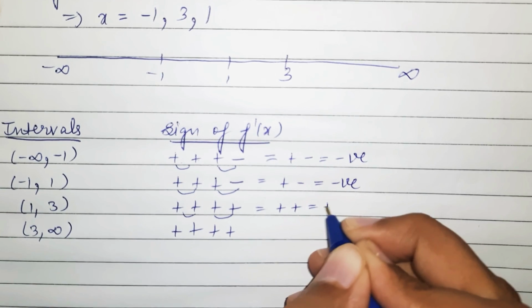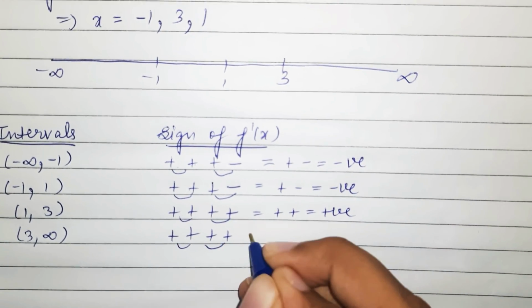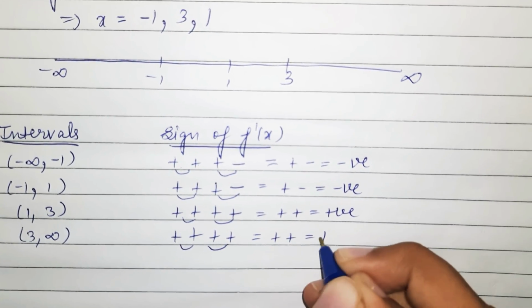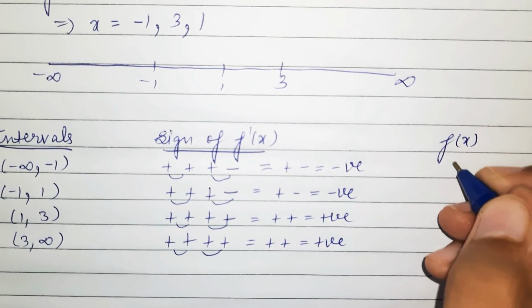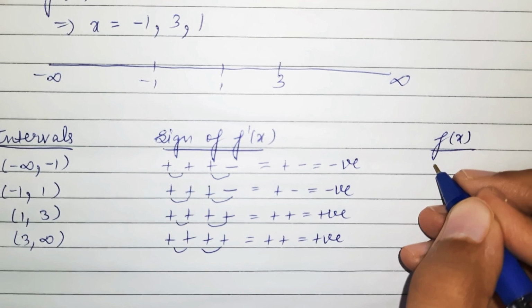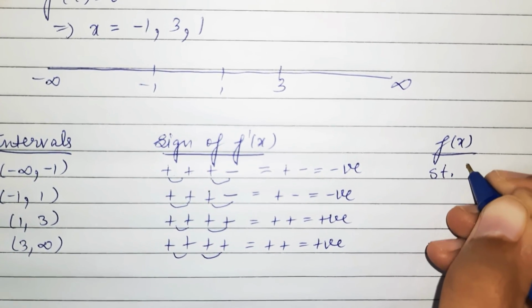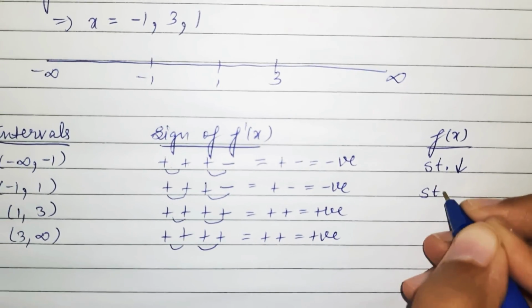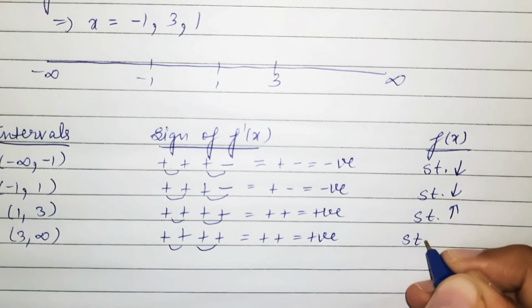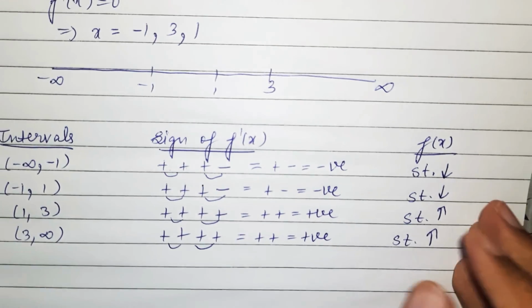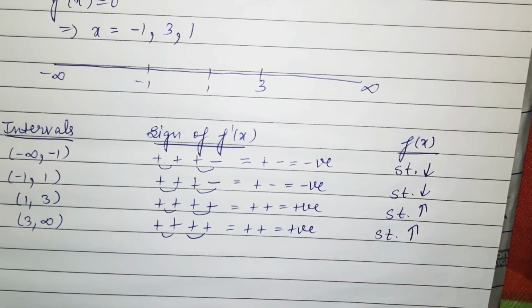Positive, positive, positive I am getting. So f(x) I am getting as strictly decreasing, strictly decreasing, strictly increasing, strictly increasing. This way you need to attempt the question. Now come to question number 7.